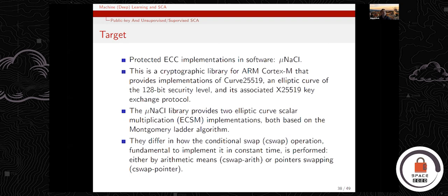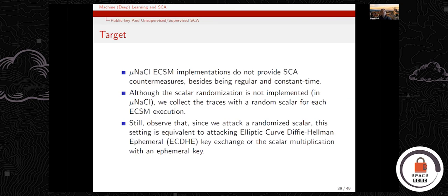So this is what we wanted to explore. How can we use deep learning to improve our horizontal attacks? We considered Microsoft libraries, so Curve25519, 128 bit security level. There are two elliptic curve scalar multiplication implementations based on the Montgomery ladder. Basically, the difference is how you implement the conditional swap, either by arithmetic means or pointer swapping. And on the countermeasure side, it's regular and constant time. While this library does not have randomization, we collect the traces with a random scalar, which basically means it's like a randomized scalar.